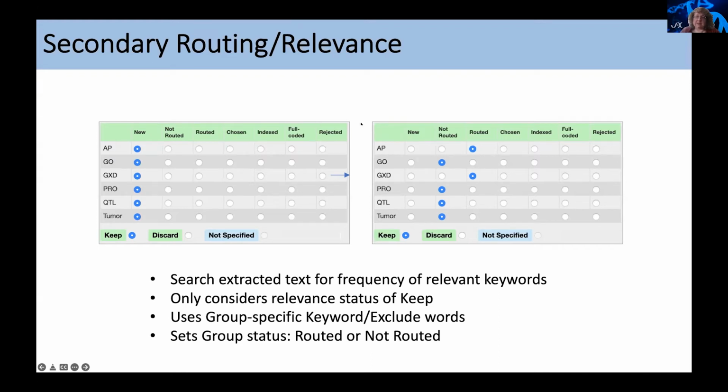So we go back to that extracted text from the PDFs, and we search it for the frequency of relevant keywords for each one of these curation areas. The secondary routing only considers the relevance status of keep and not discard, and uses the group-specific keyword as well as exclude words for those particular areas. And then this process sets the group status to either routed or not routed, as the case may be.